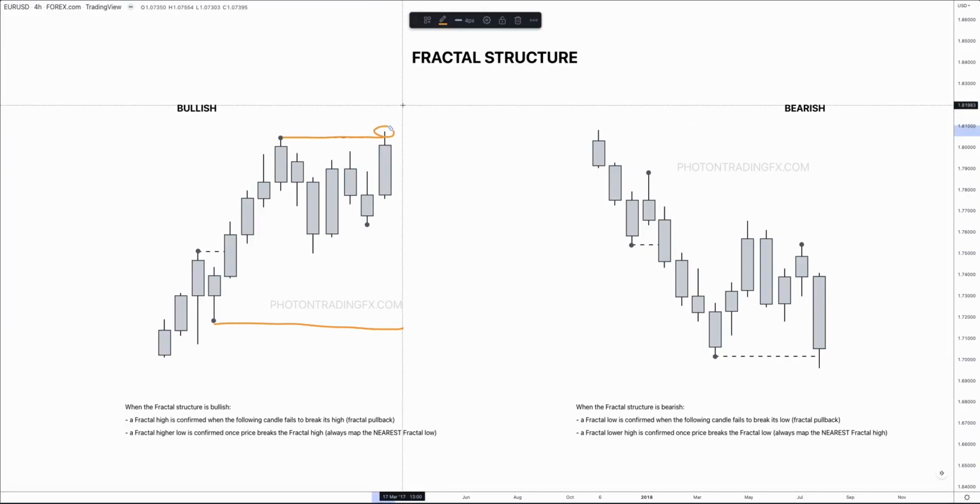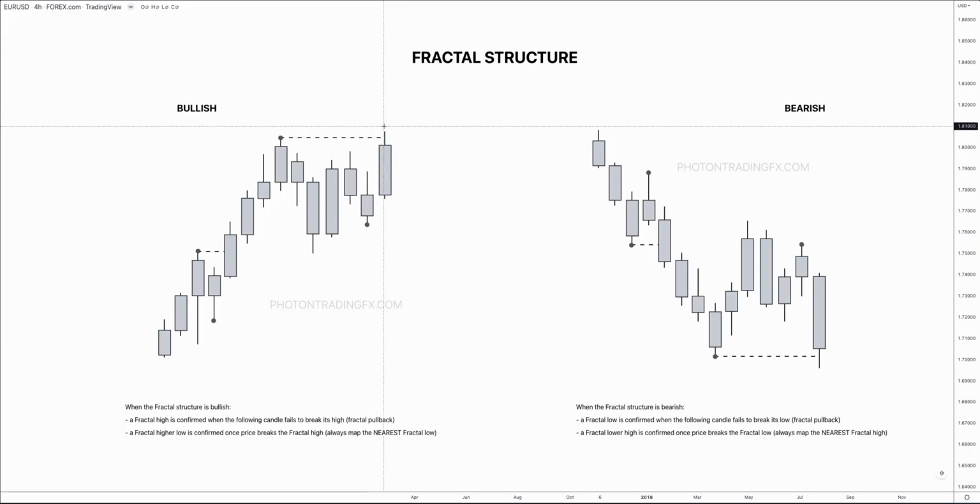Now with fractal structure, all we need to see is a wick break, okay? For basically everything else that we use, we want to see a candle body close, but we'll get into this in the other lessons with swing structure and internal structure. We want to see price actually close above the high or low. But with fractal structure, and this is a key point, fractal structure is the most aggressive type of structure break that we use in our trading.